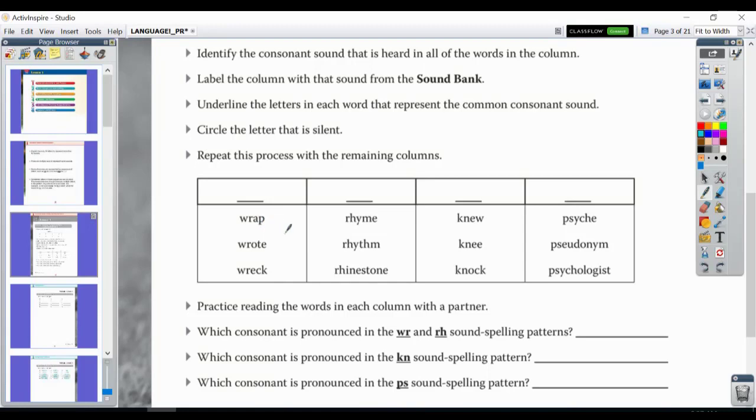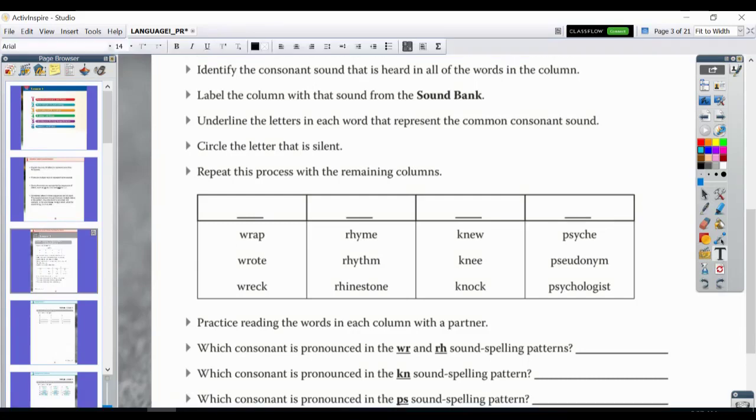Our first word is wrap. Say it. Wrap. Good. Wrote. Wrote. Wreck. Say it. Wreck. Excellent. Okay, what sound do you hear at the beginning of all three of those words? Wrap, wrote, and wreck. That's right. If you said an R sound, you are correct.